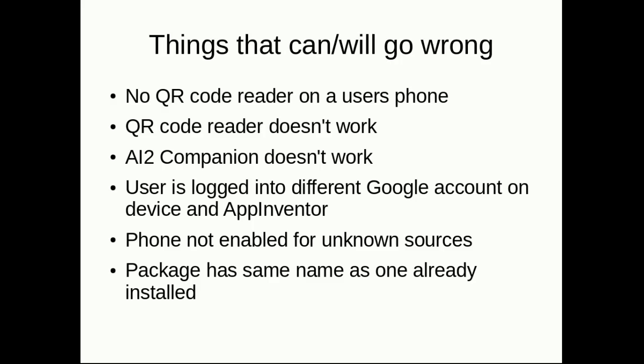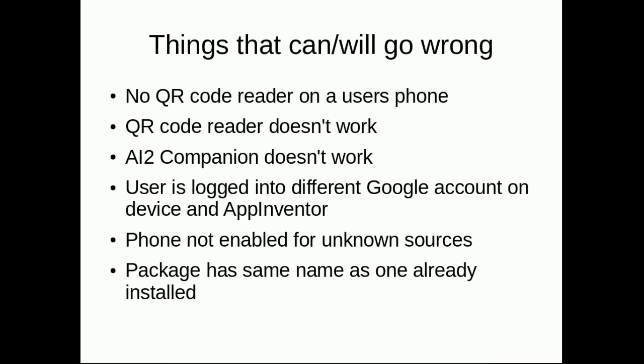So, workshop leaders, there are things you're going to need to know, and these things are the stuff that's going to go wrong. Firstly, no QR code reader on a user's phone. Secondly, QR code reader doesn't work. These two are easily solvable. In these cases, all you do is you do the email it to yourself thing. It takes slightly longer, but it works and you get the application on the phone.